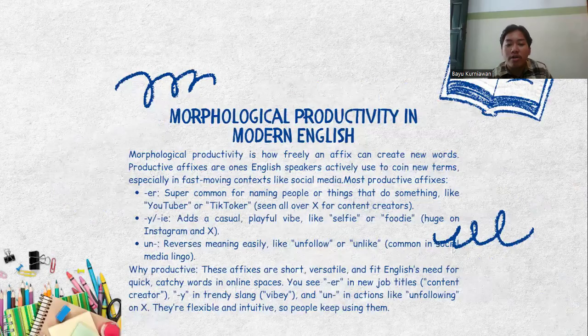Morphological productivity in modern English. Morphological productivity is how freely an affix creates new words. Productive affixes are ones English speakers actively use to coin new terms, especially in fast-moving contexts like social media. Er is super common for naming people or things that do something, like YouTuber, TikToker, seen all over X for content creators. Y or ie adds a casual, playful vibe, like selfie, foodie, huge on Instagram and X. Un reverses meaning easily, like unfollow, unlike, common in social media.